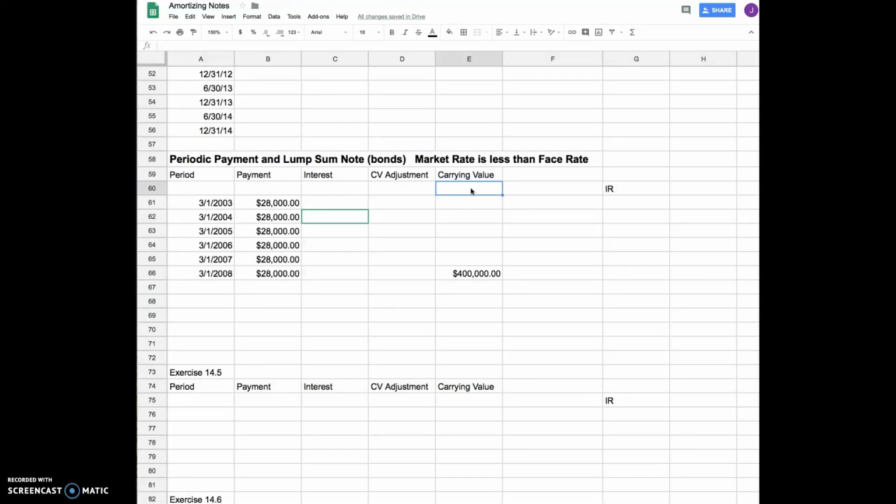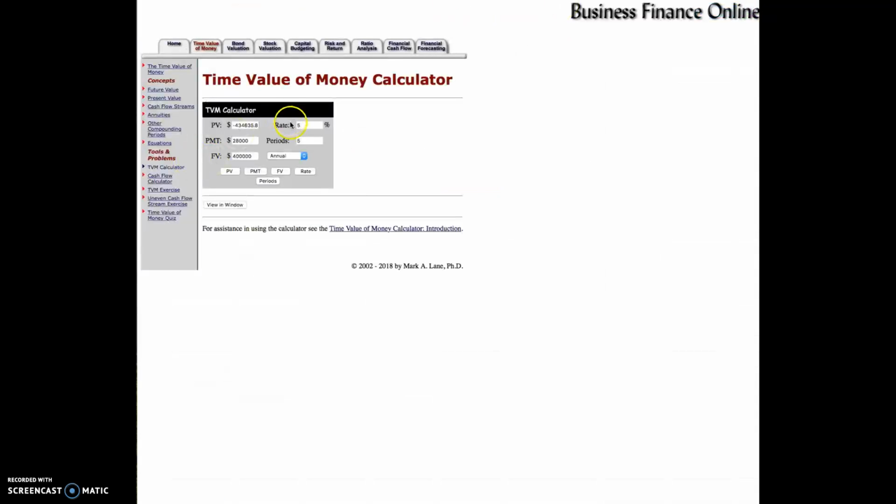If the market rate's less than what this bond is paying, then this bond needs to be sold at a premium because it's worth more money. So let's go to the time value money calculator, and we keep everything the same. The payment's 28,000, the future value is 400,000, it's still annual. Now the rate of interest instead of 9% is going to yield 5%.